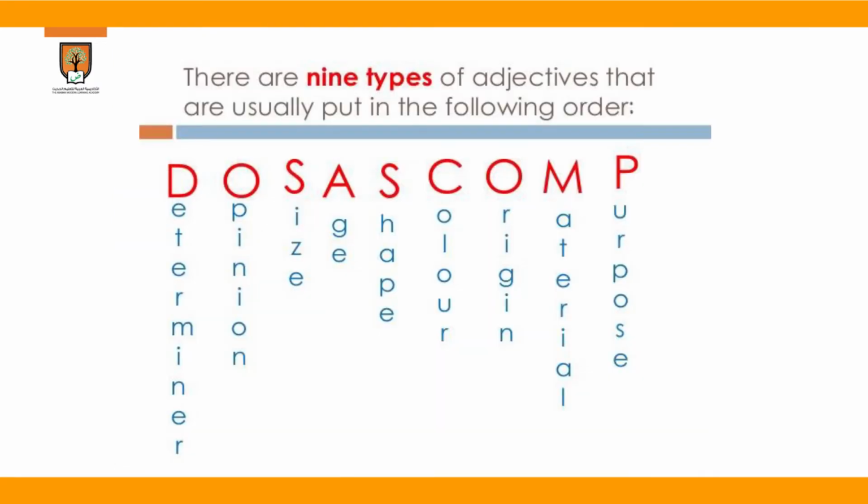There are 9 types of adjectives that are usually put in the following order. D stands for determiner. O stands for opinion. S stands for size. A for age. S, shape. C, color. O, origin. M, material. And last, P, purpose.